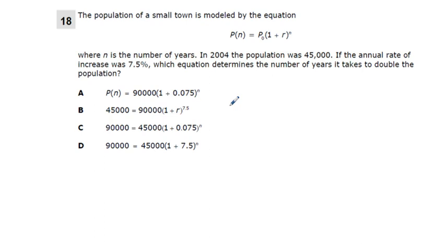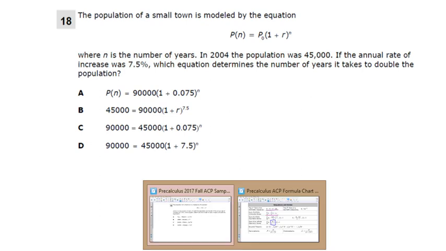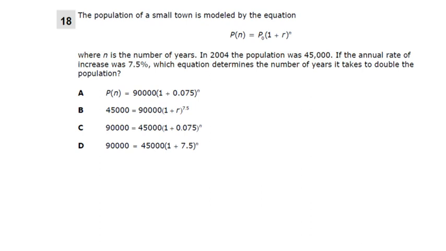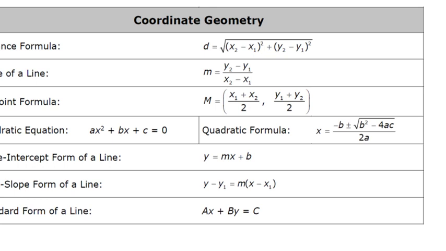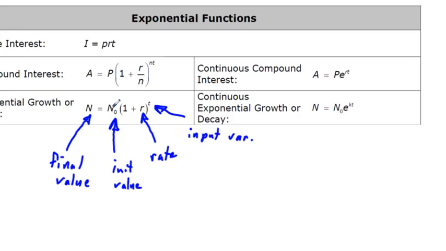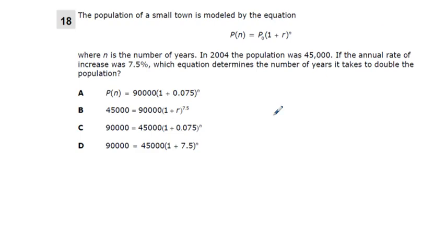18, the population of a small town is modeled by the equation P of n equals P sub 0 times 0.1 plus R to the n power. Again, we're getting back to our ACP formula chart, which is right here, and the exponential function, right? The population, and R, rate, this is going to be not a percentage, but a decimal. So we go back and look at this, saying if the annual rate was 7.5%, right? So 7.5% is going to be dividing by 100.